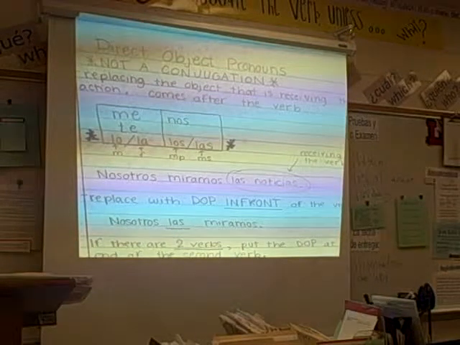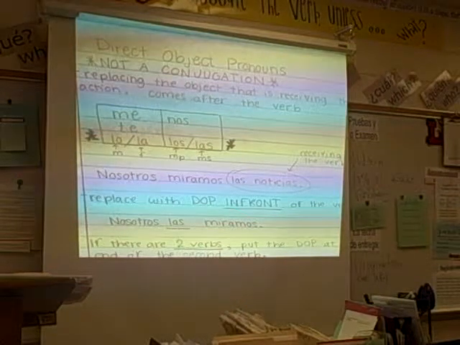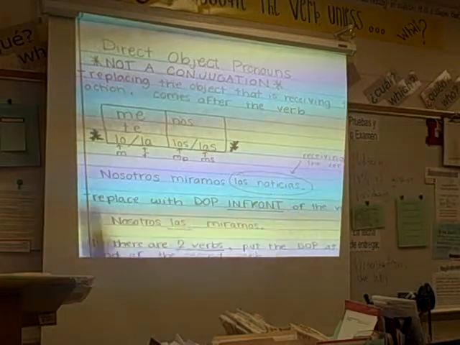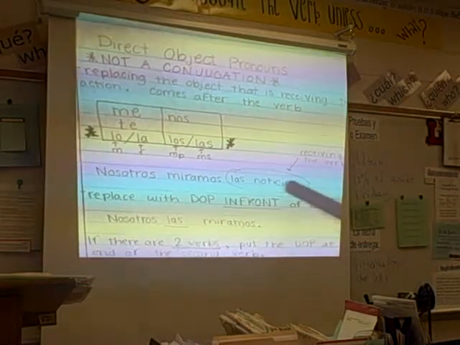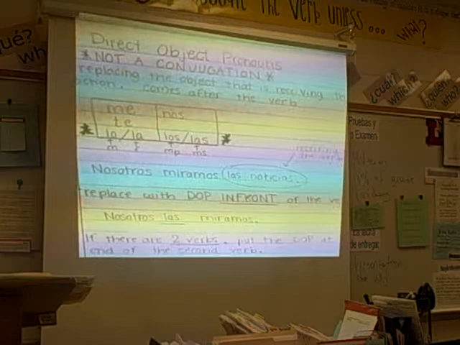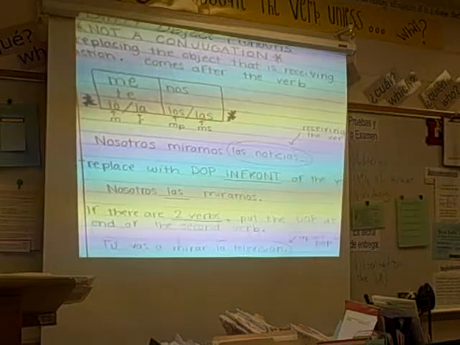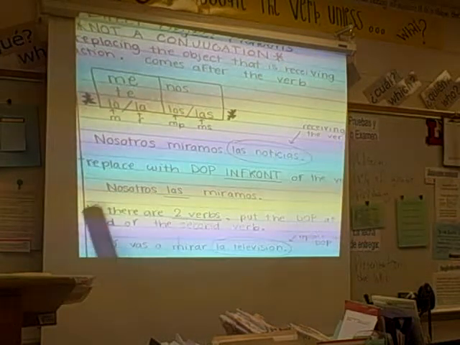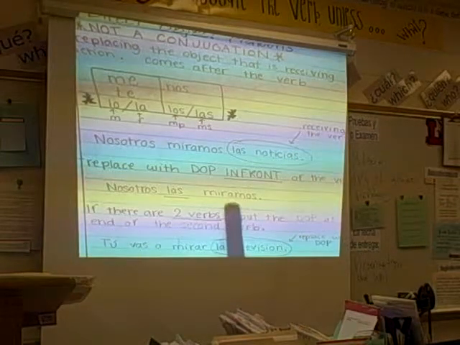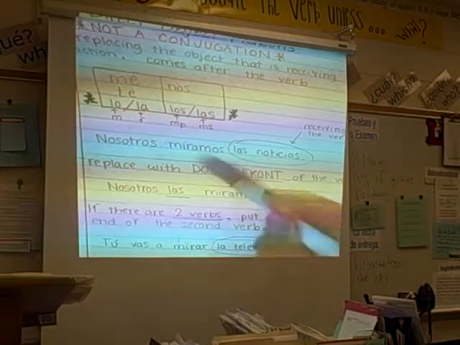Okay, go ahead and show me your example there. So in this sentence, nosotros miramos las noticias. This is what is receiving miramos, and it doesn't have to agree with nosotros at all. So all you would do is replace it and put it in front of the verb whenever you are replacing it with a DOP. So it would be nosotros las miramos, since this word is feminine and it's plural, in front of the verb. And you just leave the verb. If it's already conjugated, you just leave it conjugated, and if it's not, you need to conjugate it.